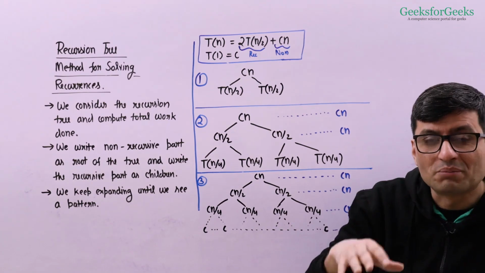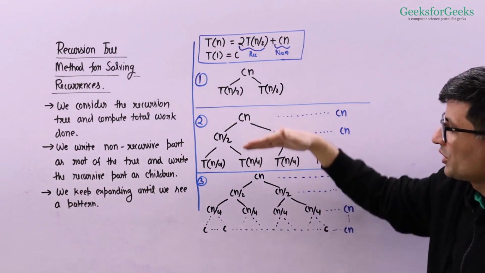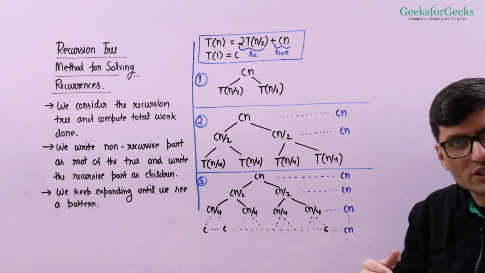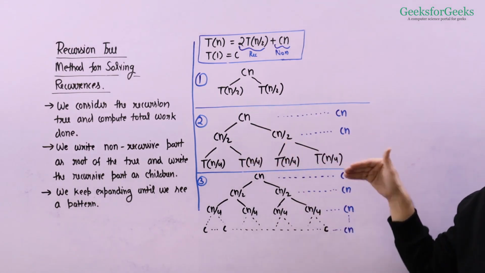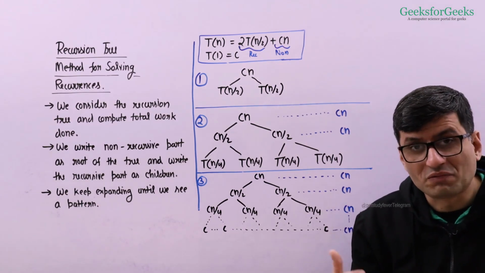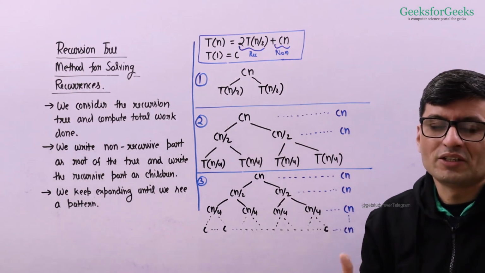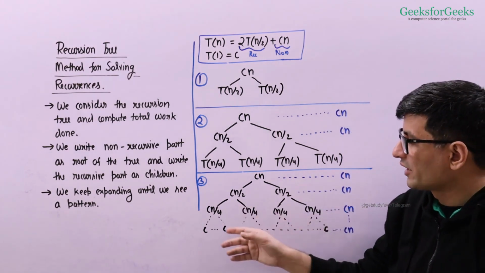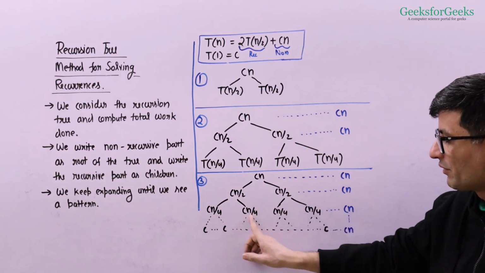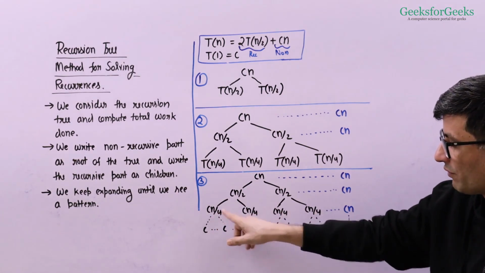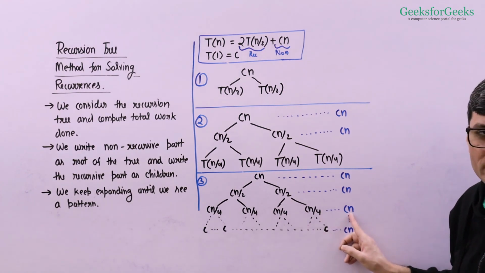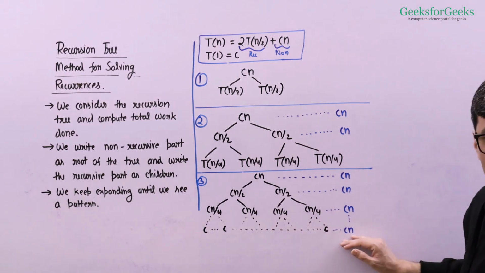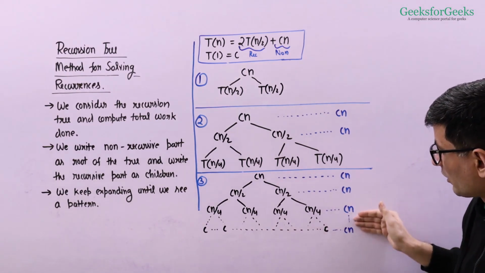See, we need to compute the total work done. How much work are we doing here? Cn. And how much work are we doing here? Cn by 2 plus Cn by 2, which is Cn. You might have guessed the pattern now, right? As soon as you find a pattern, you can stop drawing the recursion tree. I have drawn one more level for more clarity. Next we are going to have Cn by 4, Cn by 4, Cn by 4, and Cn by 4, so you have total work done again as Cn. And at the bottom level, you will have C, C, C and you will again have Cn. So you are doing Cn work at every level.